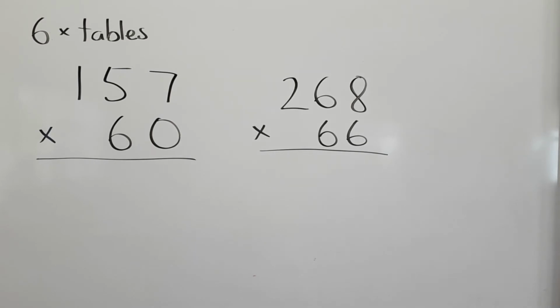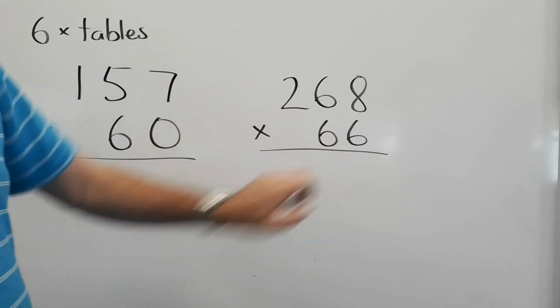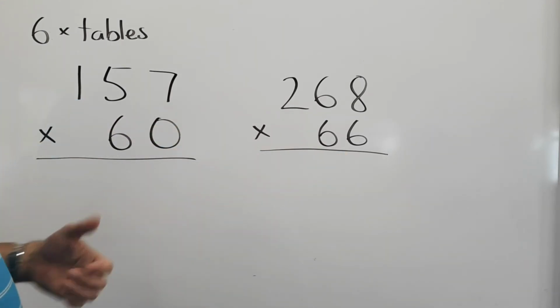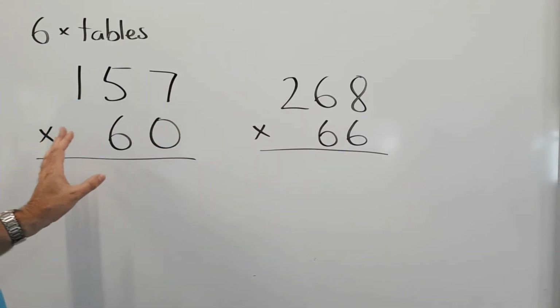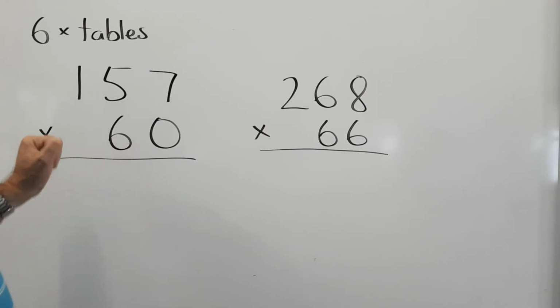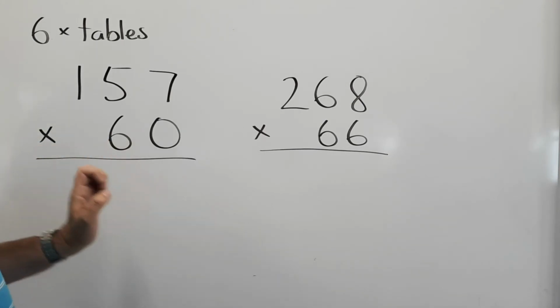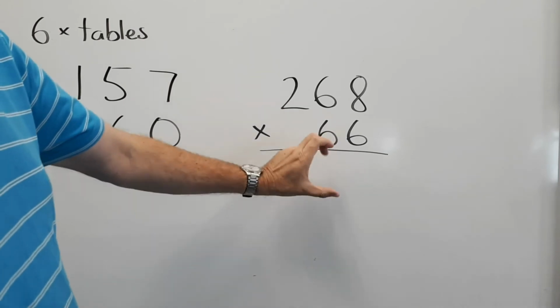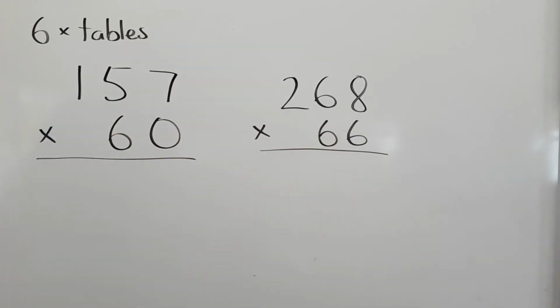Okay, a couple of different ones here where we're multiplying by 60 and 66. See if you remember how to do it. It is still splitting it up, but it's just a little bit trickier because you've got to make sure your place value is right. This one you're going to need to add two answers together. I'll leave it with you for a second. Pause it if you need to. I'll come back and we'll go through it together.